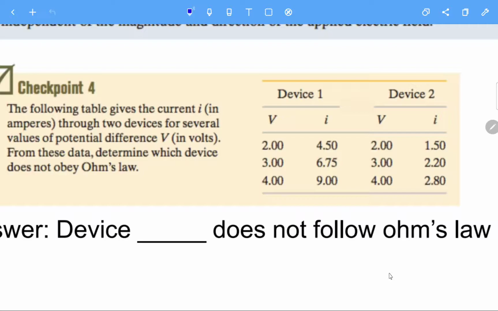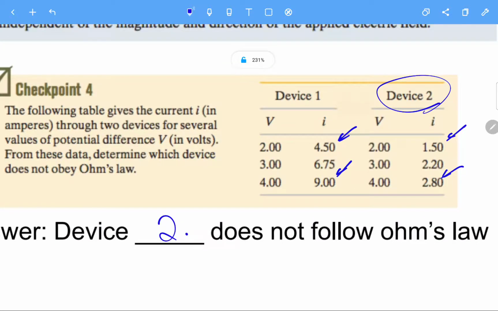1 or 2. So it's clearly device 2, because 4.5 multiplied by 2 is 9. 1.5 multiplied by 2 is not 3 here. So clearly 2.